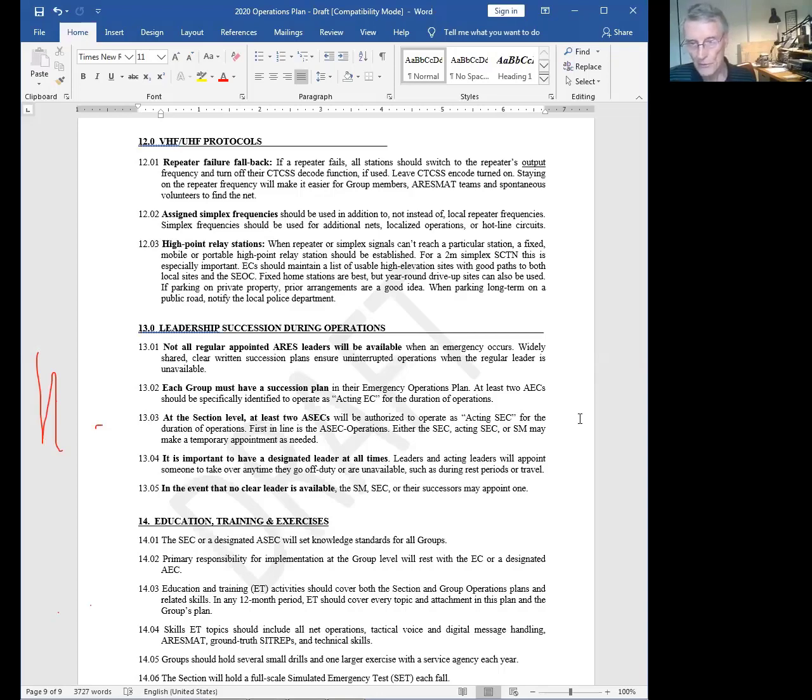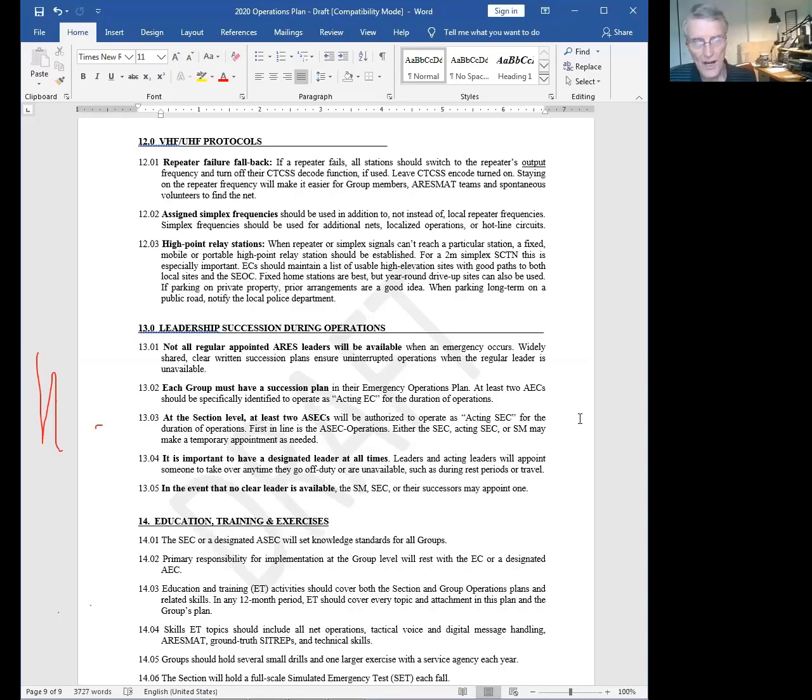So the fallback is to go simplex on the output. That's pretty much standard through the country, I'm learning, talking to other people. So that kind of brings us into line. And then you can use your assigned simplex frequencies for other utility purposes. You can put hotlines on there or subnets, a logistics net or something, whatever you need to do. That needs a separate frequency.